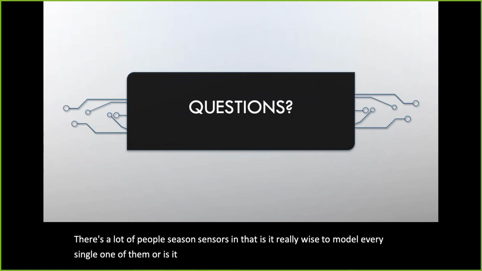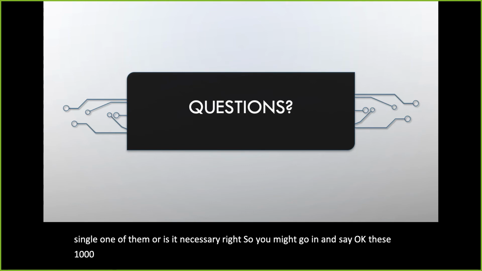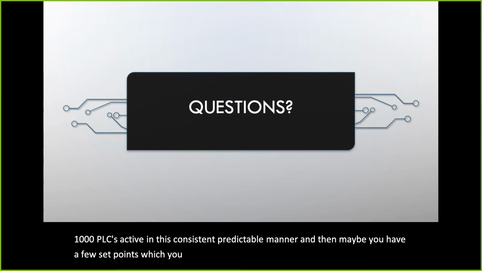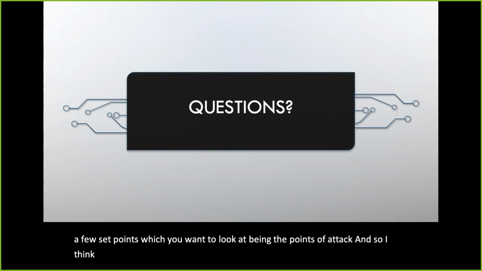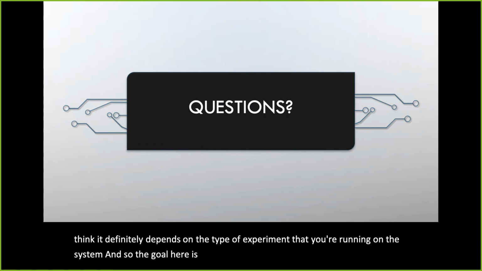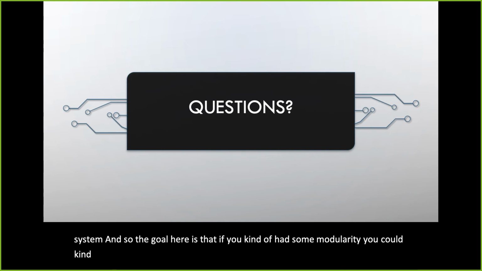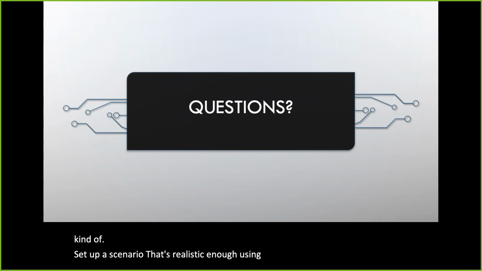So you might go in and say, okay, these 1,000 PLCs act in this consistent, predictable manner. And then maybe you have a few set points which you want to look at being the points of attack. And so I think it definitely depends on the type of experiment that you're running on the system. The goal here is that if you had some modularity, you could set up a scenario that's realistic enough using some modules, right?